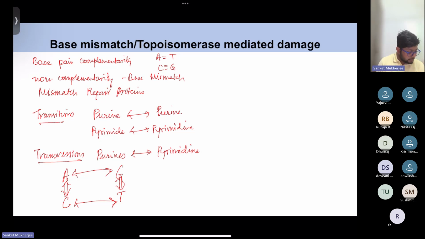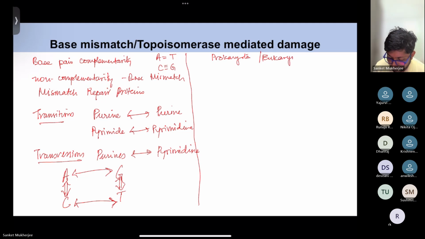Well, now talking about topoisomerases, we already talked that topoisomerases are the enzymes which are responsible for relaxing the DNA supercoils, right? These are present abundantly in both prokaryotes and eukaryotes. So it's universally present across all organisms. The function of this enzyme is to relax supercoiled DNA.